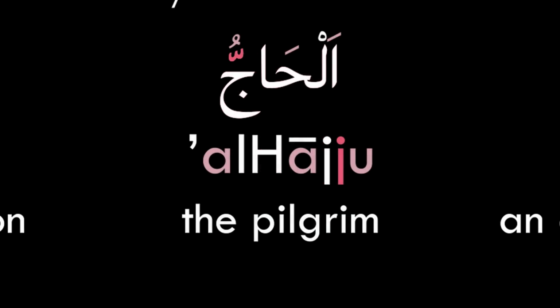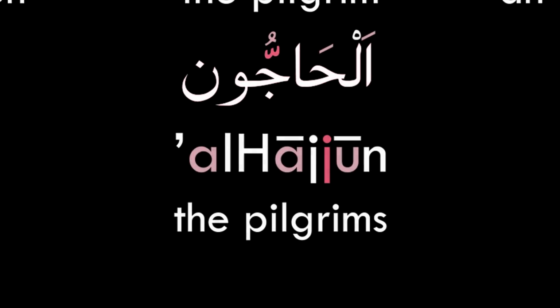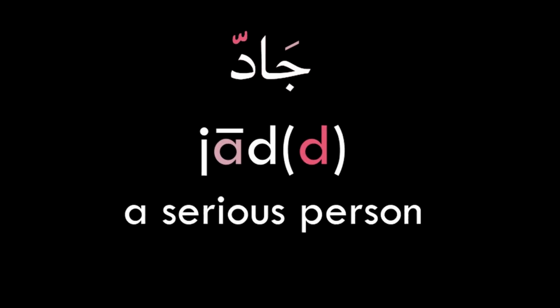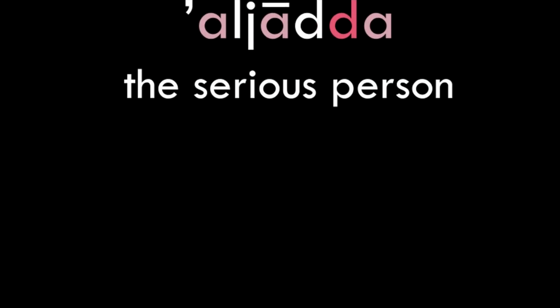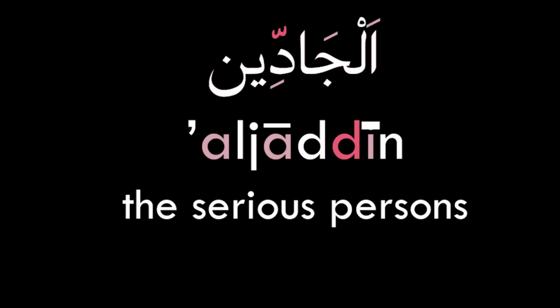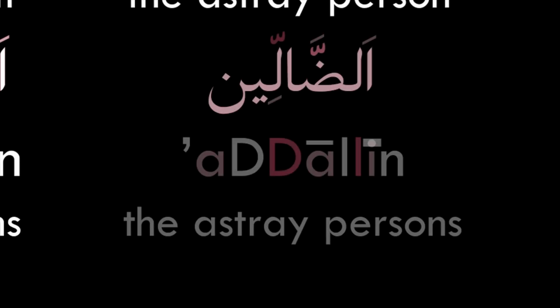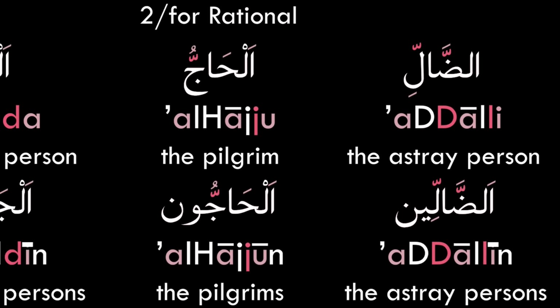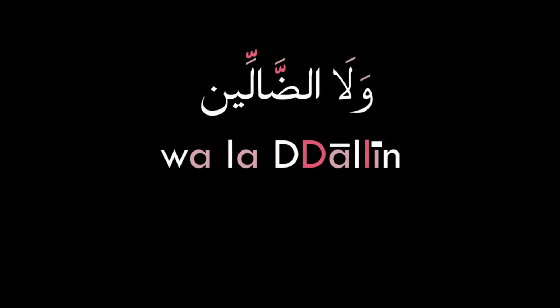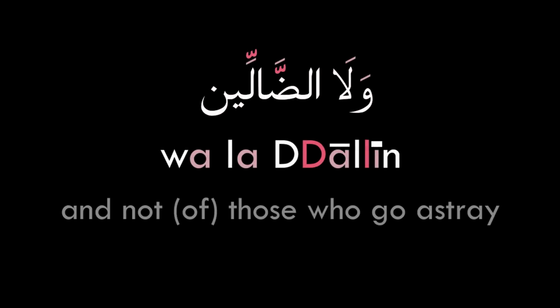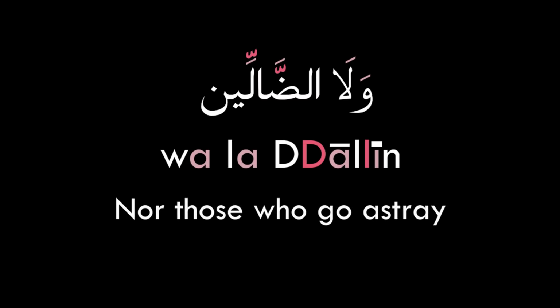So al-hajju becomes al-hajjun, and al-jad becomes al-jadin. And finally, al-dal becomes al-dalin. And this is our last word. So, wal-dalin alone means, and not of those who go astray. But because it is one ayah together with the previous part, it becomes nor those who go astray.